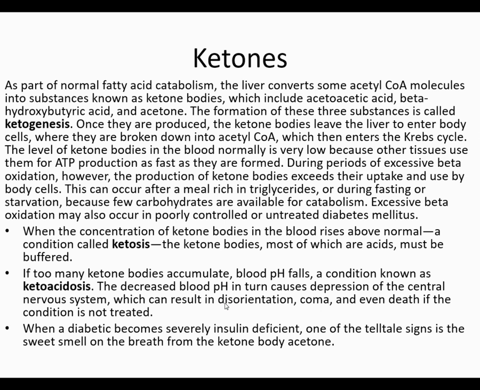Now, those ketone bodies, most of which are acids, must be buffered. And if we can't buffer them, we're going to become acidic. And that's what ketoacidosis is. This decreased blood pH can in turn cause depression of our central nervous system, resulting in disorientation, coma, even death if the condition is not treated.